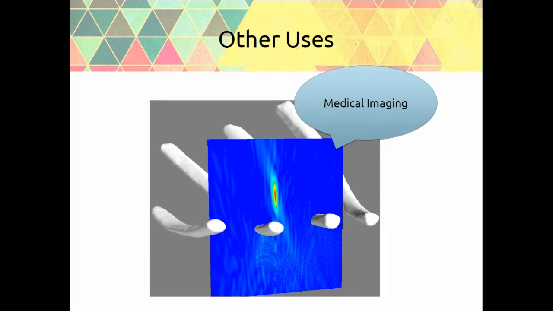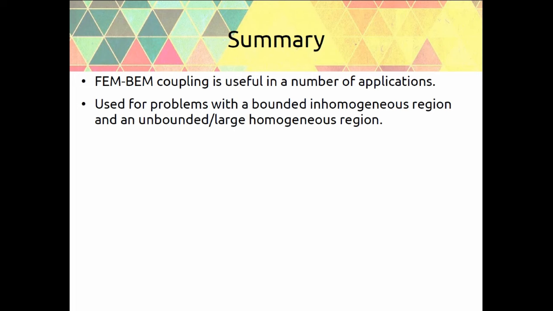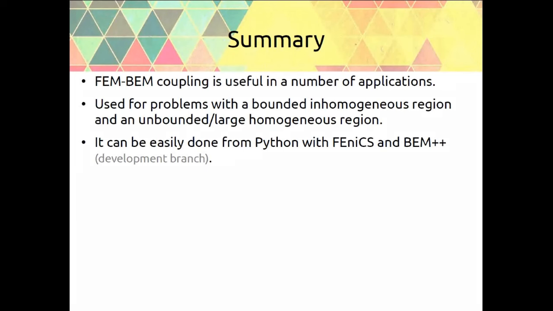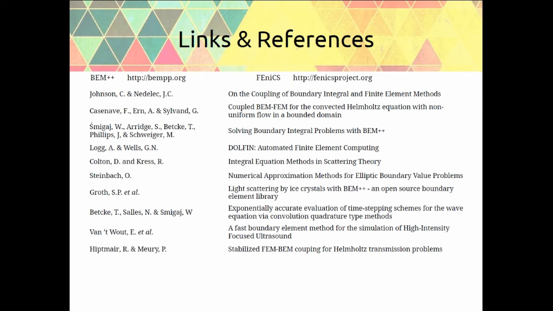So in summary, FEM-BEM coupling is useful in a number of applications where we have a large homogeneous region. It can be easily done from Python with FEniCS and BEM++, currently only in the development branch, but very soon BEM++ 3 will be out, which will include it all, and we'll have all the examples I've written, so it will be very easy to implement this. It's at bem++.org. And there's a few references if anyone wants to read more.